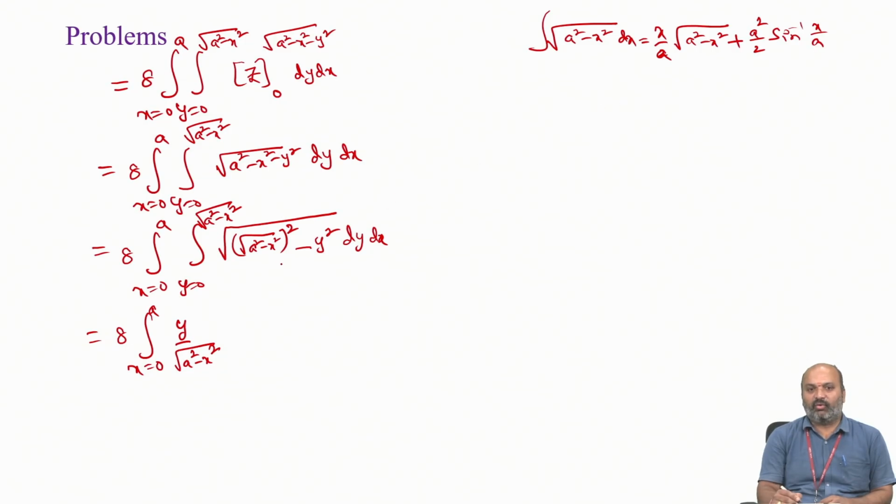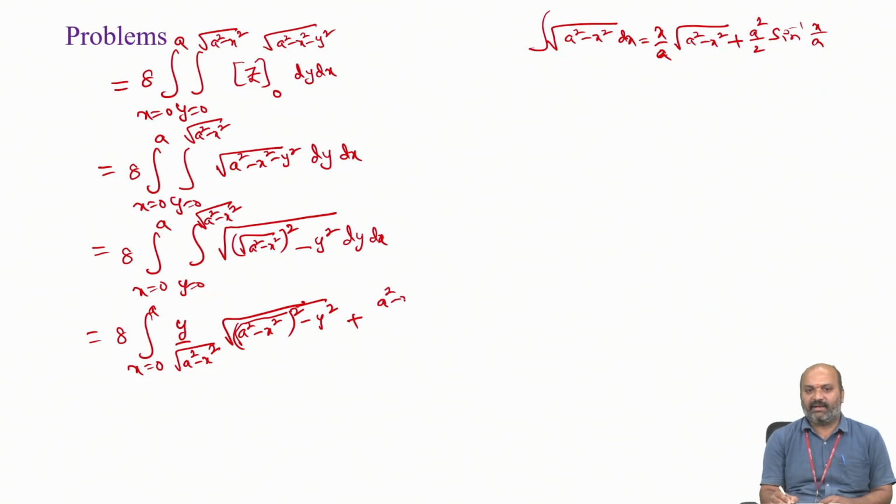And instead of a we have root over a square minus x square, just substituting in this formula. See, y x equals y by a root over a square minus x square into root over a square. A square means this is the same, under root over a square minus x square whole square. I am writing it as root over a square minus x square whole square, a square minus x square plus a square by 2. What is a square? Root over a square minus x square whole square.